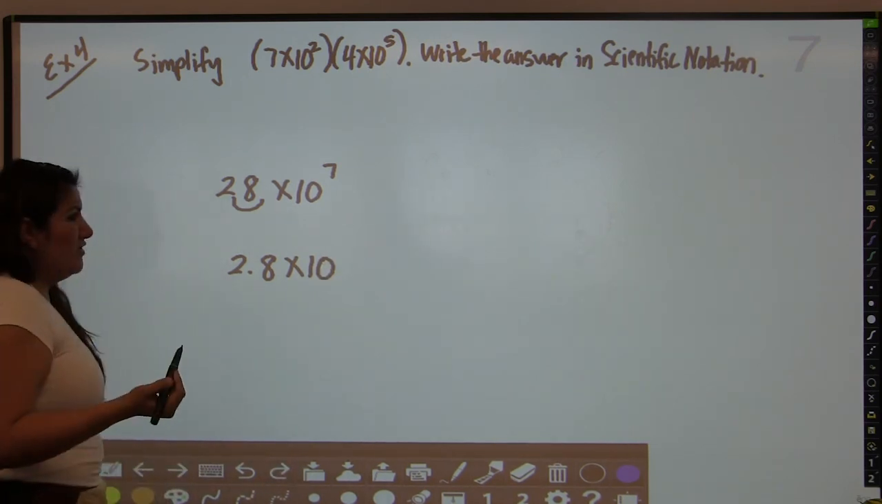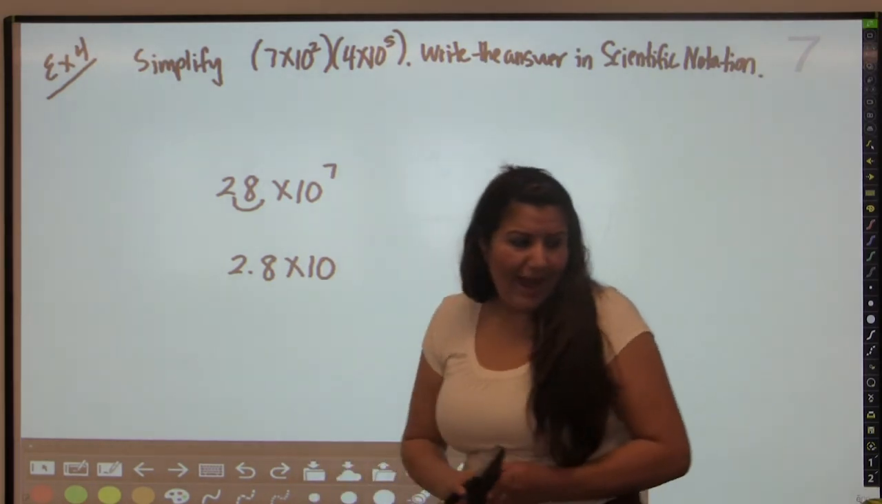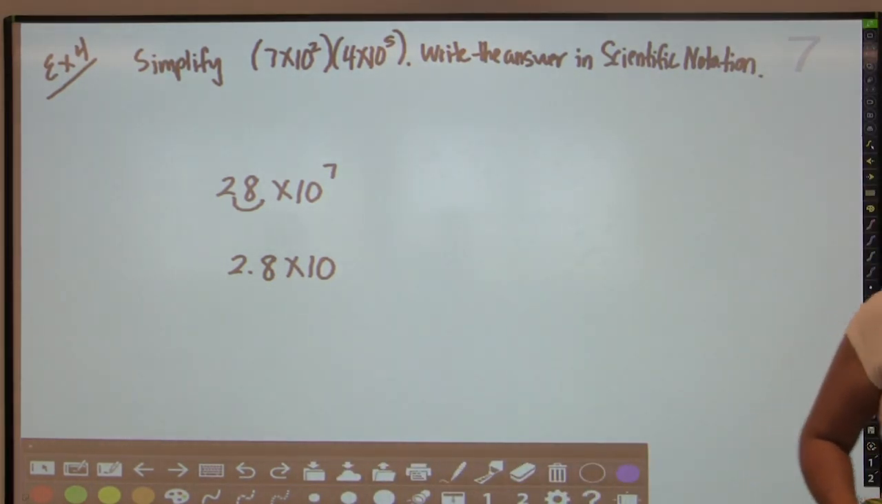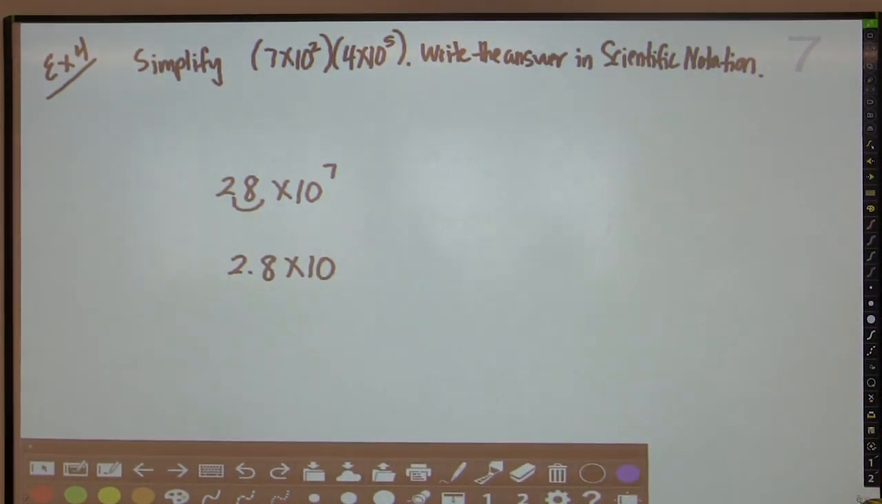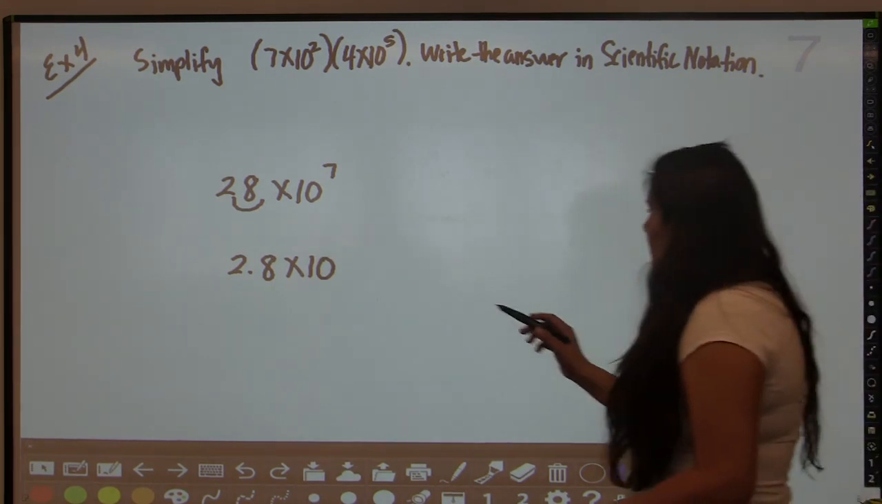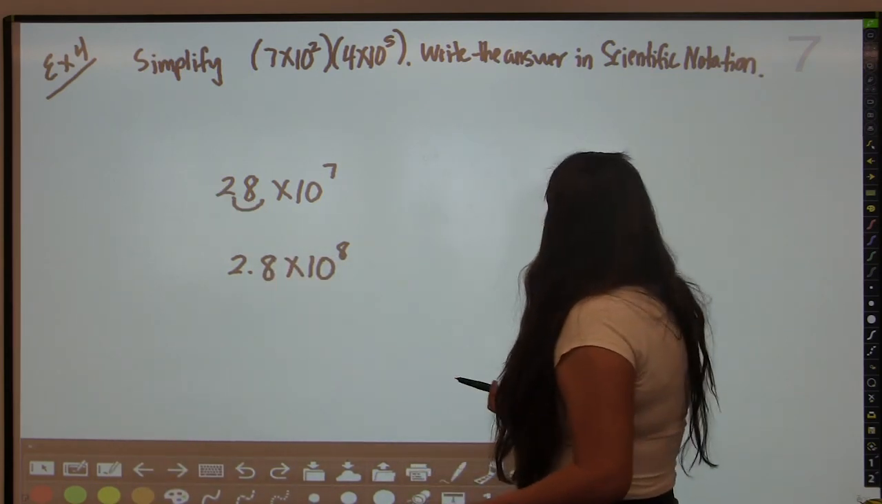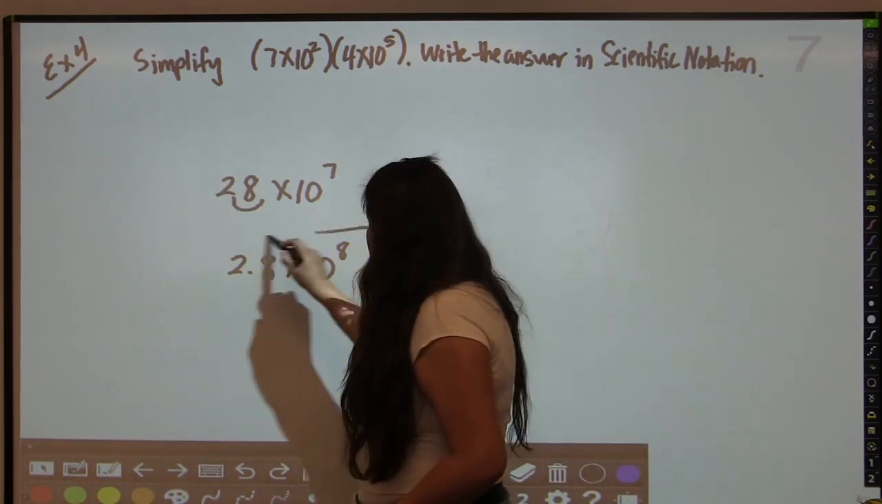And when you move to the left, you want to make sure that you are checking or fixing your exponent there. So that 7 should become a what? An 8, because we're adding 1 when we go to the left. So that is finally in scientific notation.